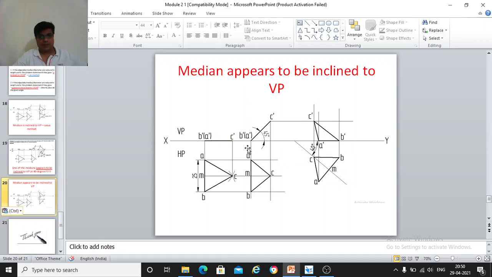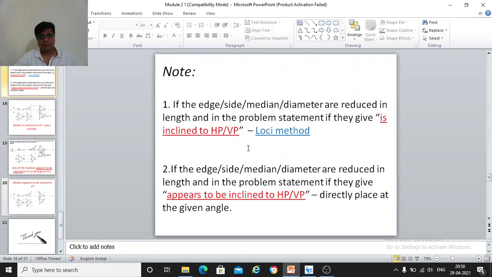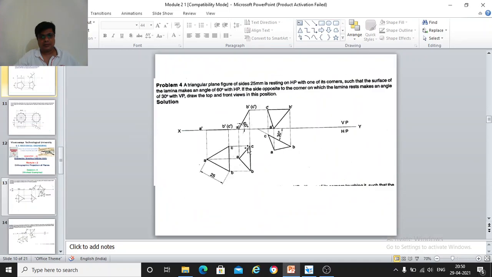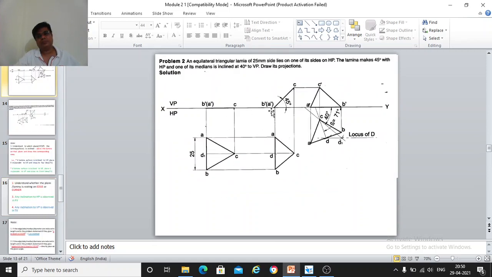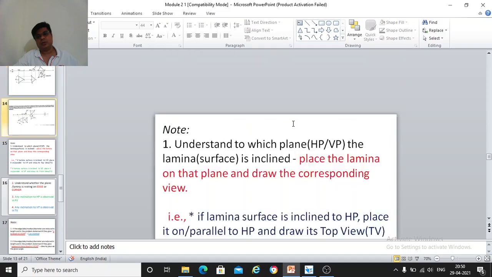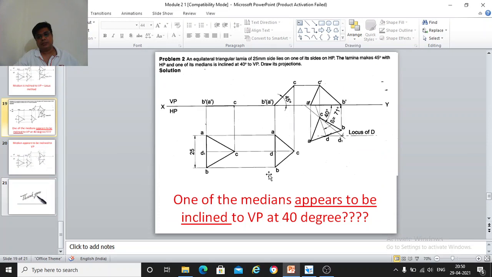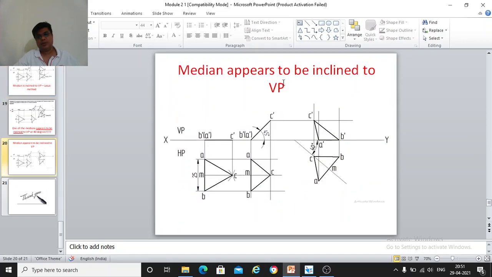So I think we have taken a lot of time. Initially it takes some time, and once you practice, you'll understand easily. So in this session we have solved two problems actually, where the condition is when the median is inclined to VP, follow the locus method. When the median appears to be inclined to VP, directly keep this apparent length on this and draw the front view.